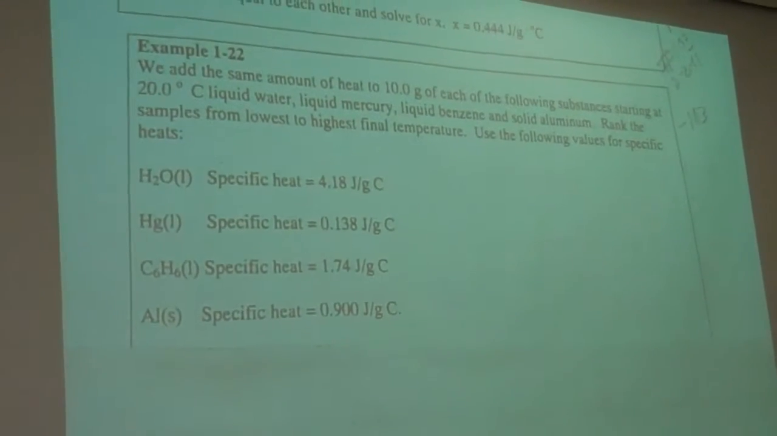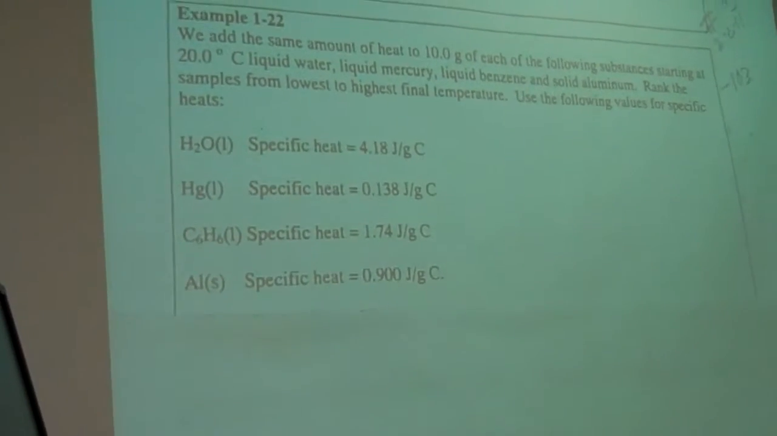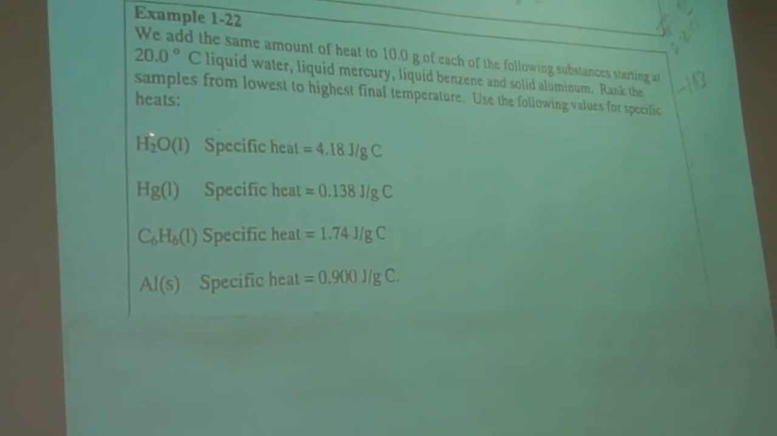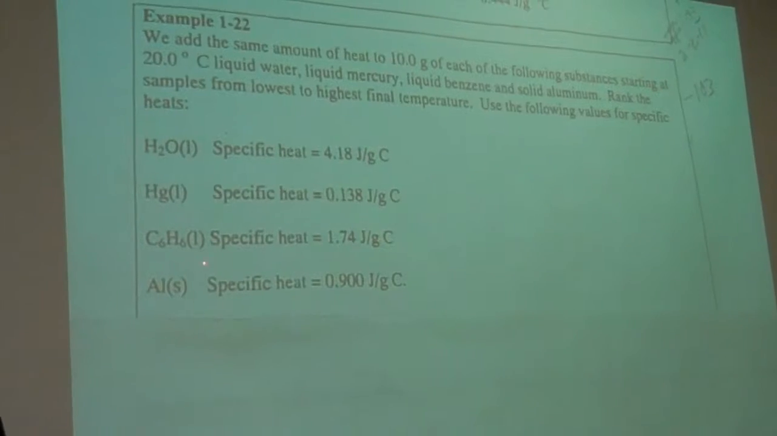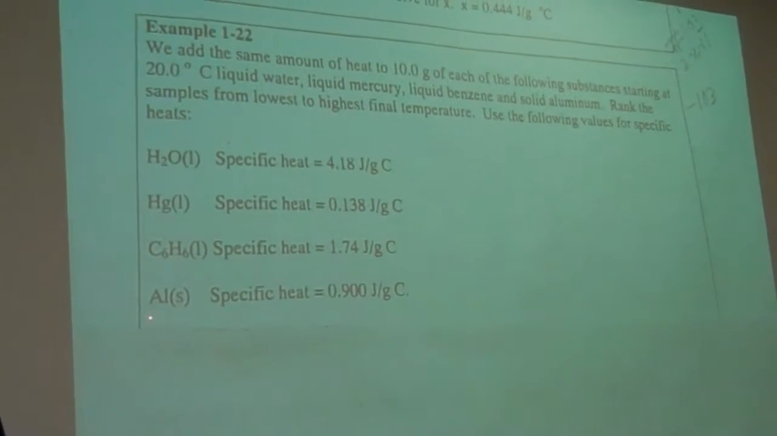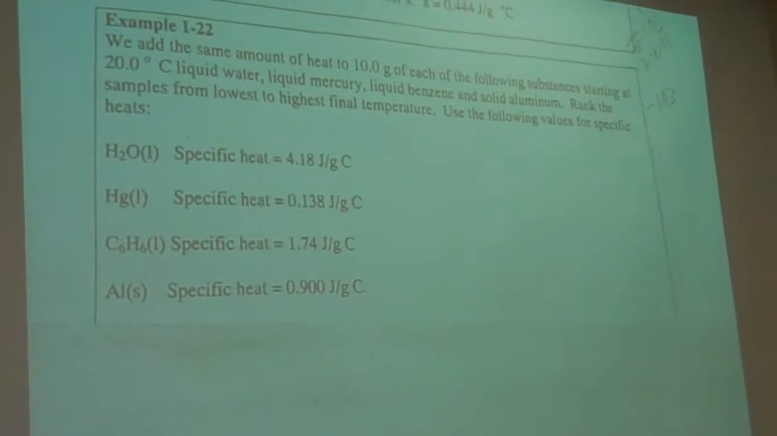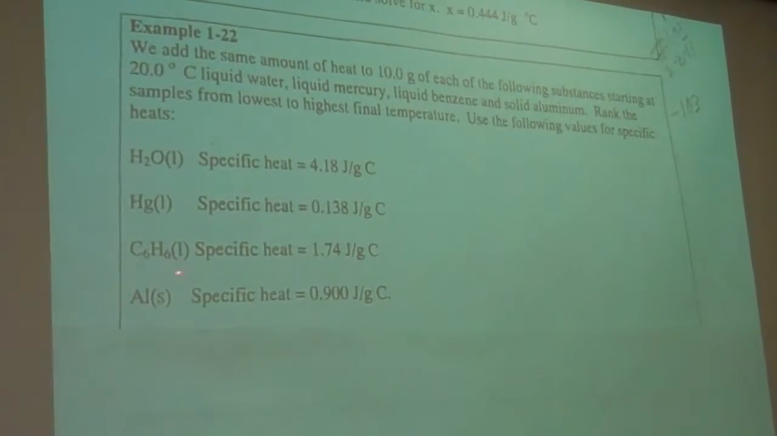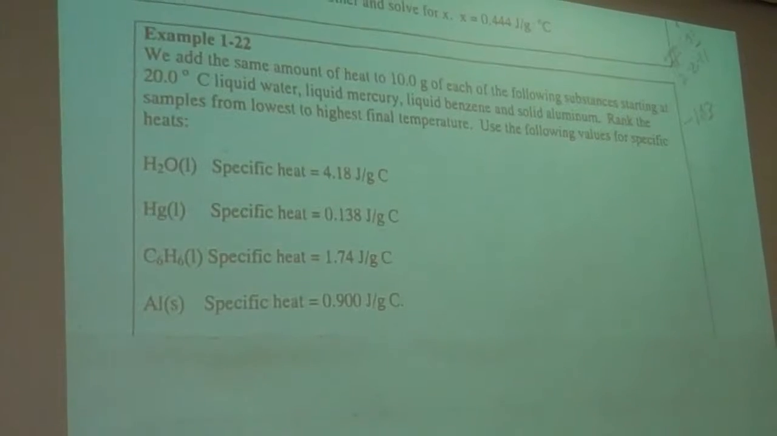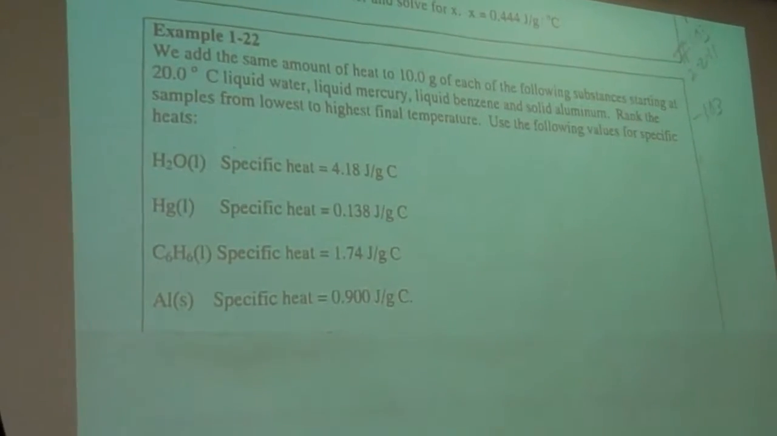Okay, we have 1, 2, 3, 4 substances. We've got some water liquid, we have some mercury liquid, we have some benzene liquid, and we have some aluminum solid. Okay, benzene, how do I know that was a liquid? Was it L? Yeah, that L behind it. That's going to tell you what phase it's in that we're talking about.